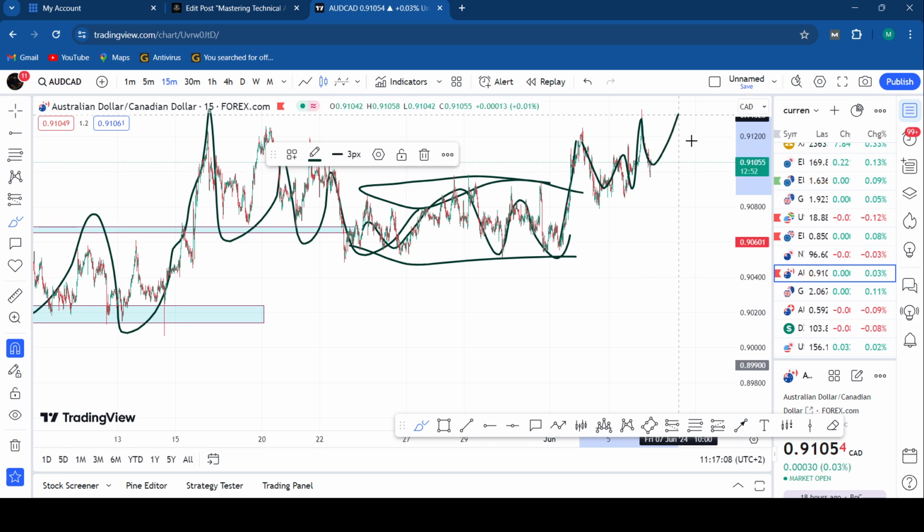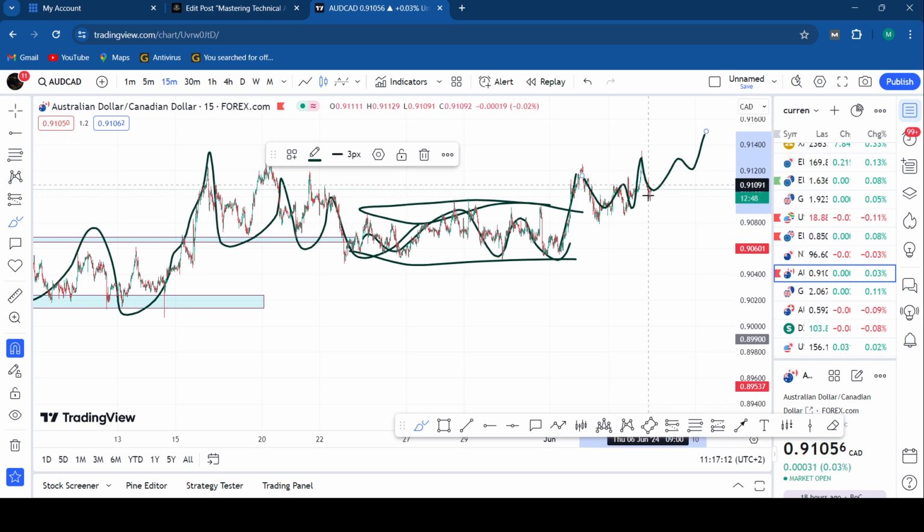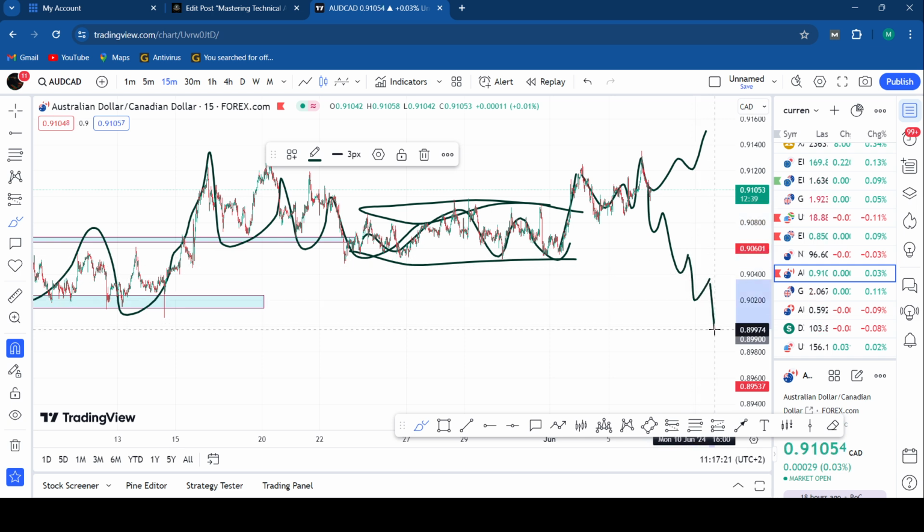We can expect impulse correction to the upside, or the market can break within the resistance again, breaking down, creating impulse correction, impulse correction, and impulse correction. So that's basically the market breakdown for impulse and correction, guys.